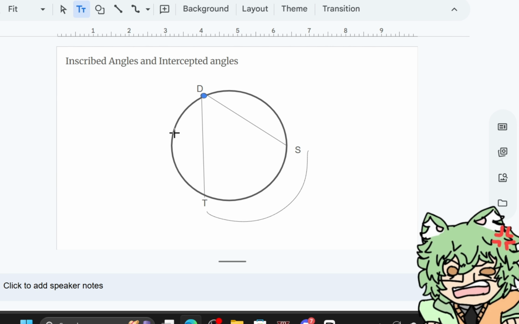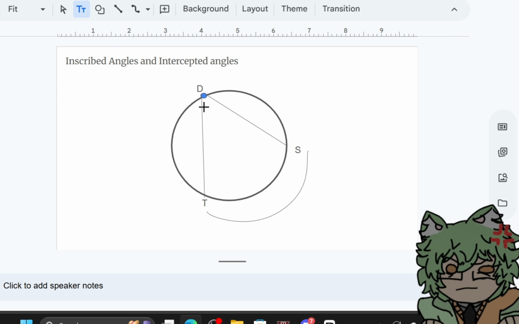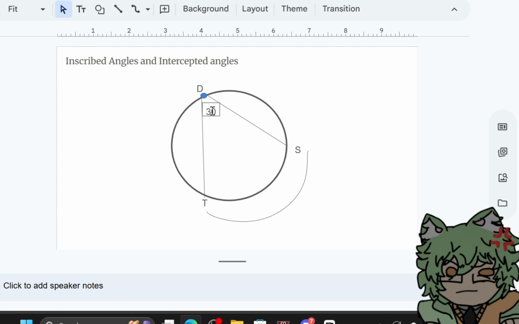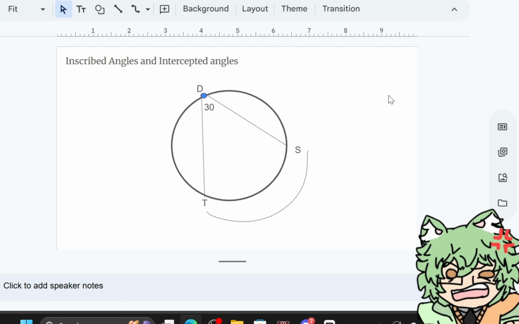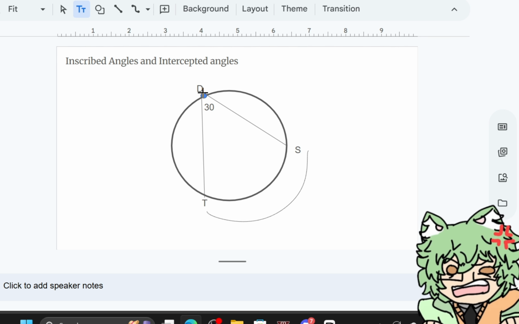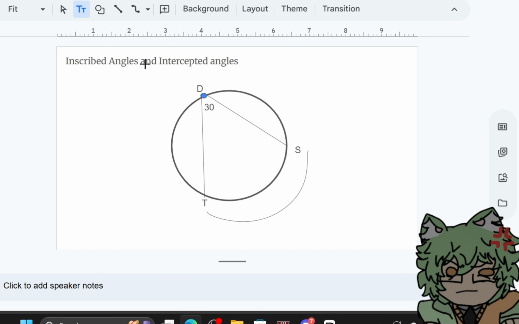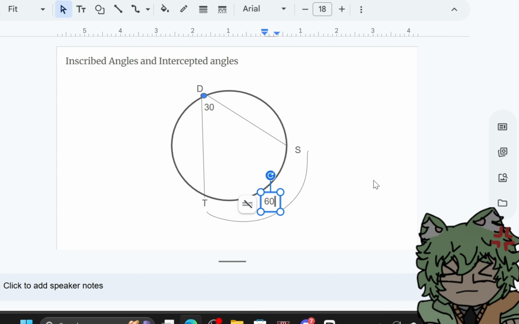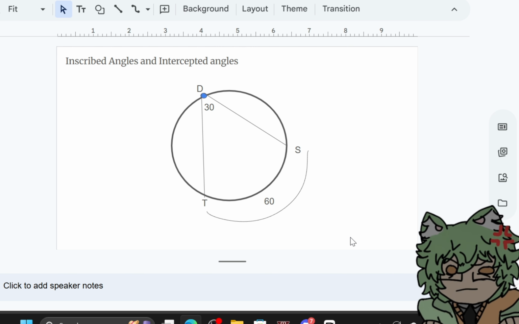So, for equations like these, let's say your inscribed angle is 30. If the inside is 30, what would make the outside? Since this is 30, this is known as the inscribed angle, like I mentioned before. This would be 60. How, you may ask? Just ask Google.